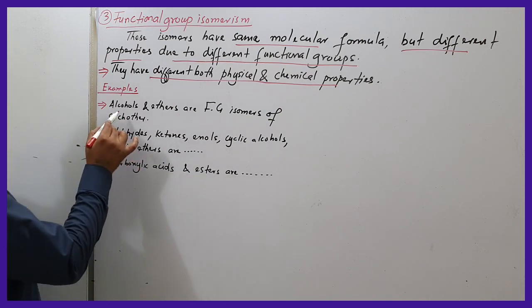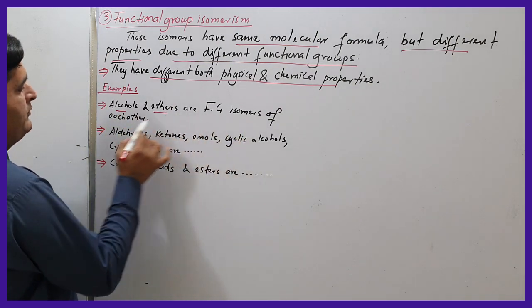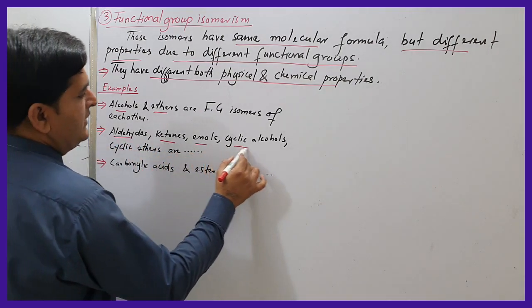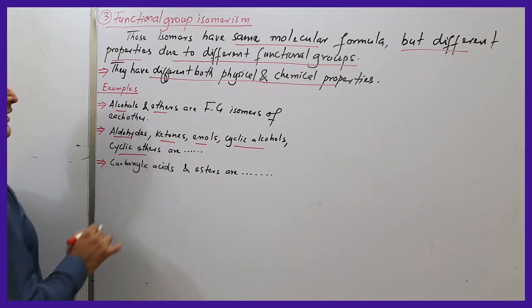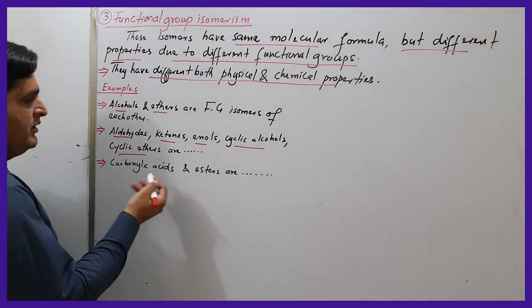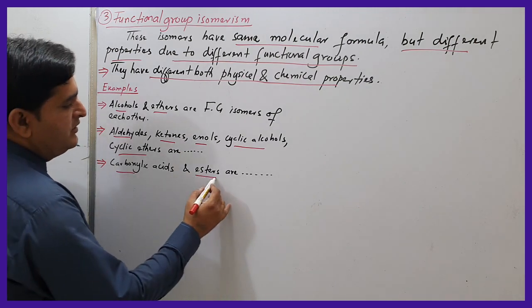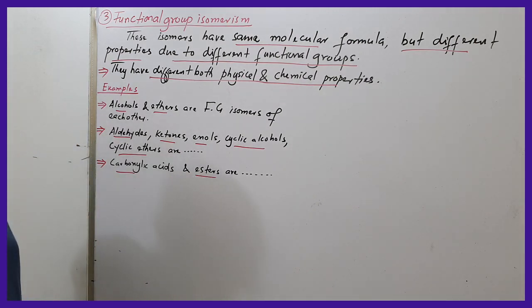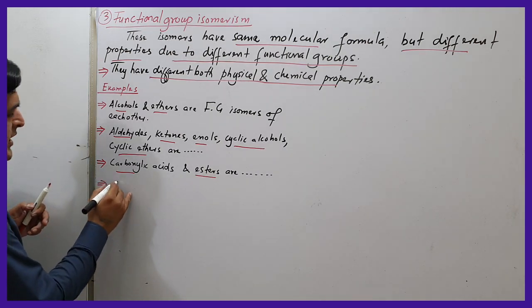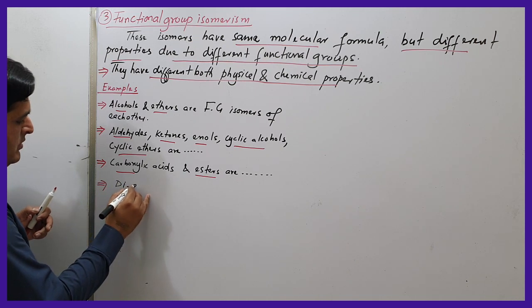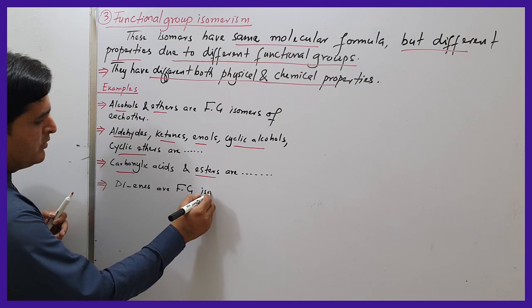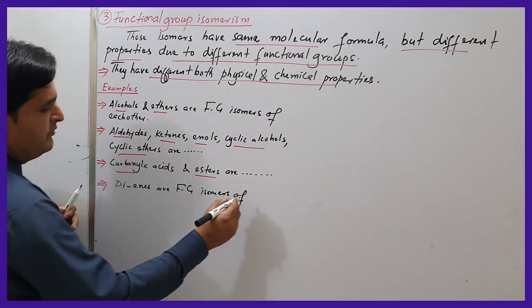Examples: alcohols and ethers are functional group isomers of each other. Aldehydes, ketones, enols, cyclic alcohols, and cyclic ethers are functional group isomers of each other. Carboxylic acids and esters are functional group isomers of each other. Or we say that dienes are functional group isomers of alkynes.